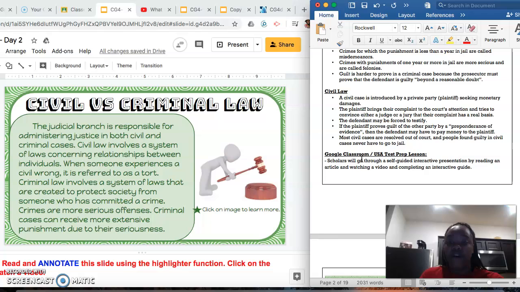Criminal law involves a system of laws that are created to protect society from someone who has committed a crime. Crimes are more serious offenses. Criminal cases can receive more extensive punishment due to their seriousness. So in some criminal cases, a person who is brought to trial may have to pay monetary damages, but they also might have to serve prison time as well.